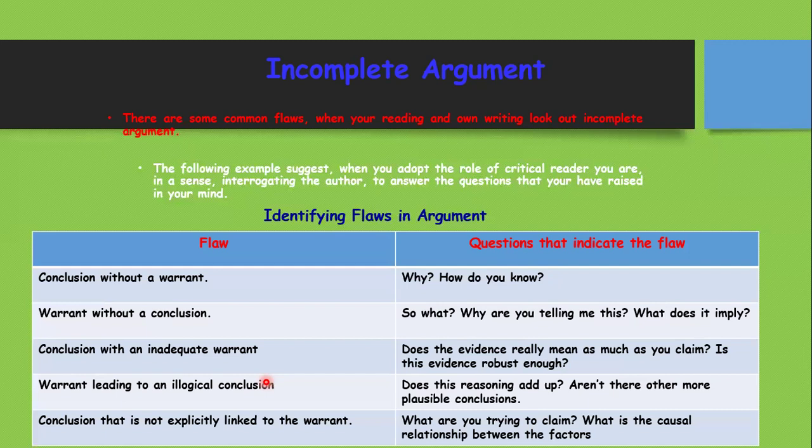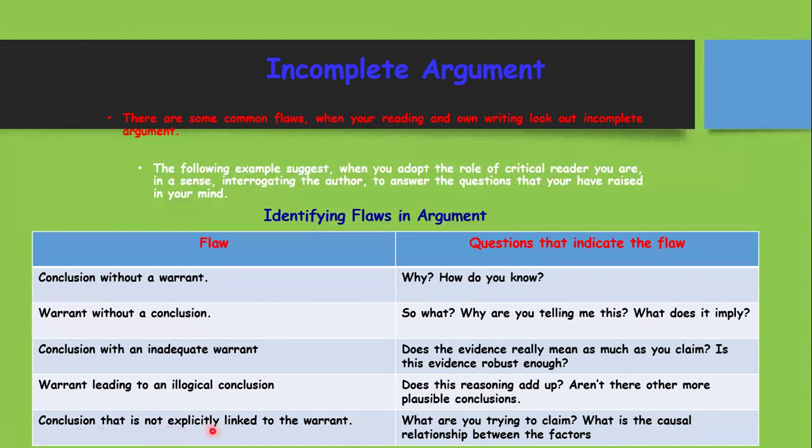Now, does the increase in inflation have a direct implication on the crime rate? Maybe when the inflation is not so high, the crime still persists. So you need to provide a logical conclusion which is directly connected with your warrant or evidence. So does this reasoning add up or not? There are other possible conclusions.